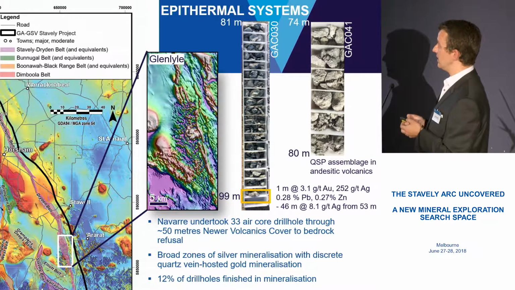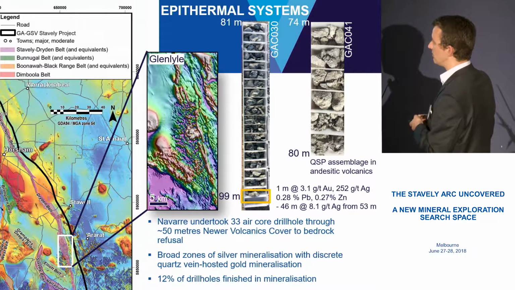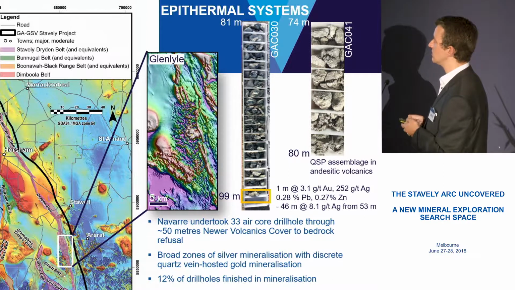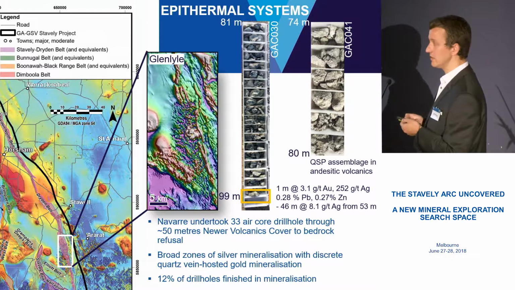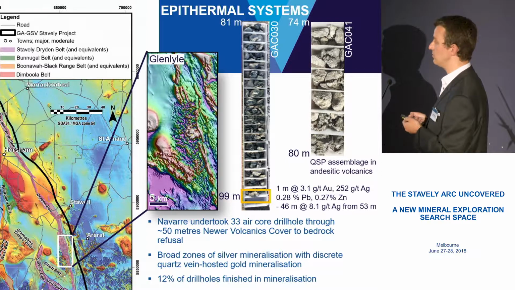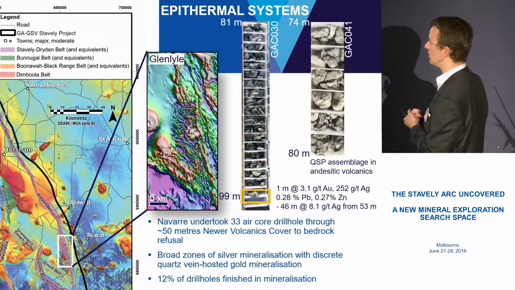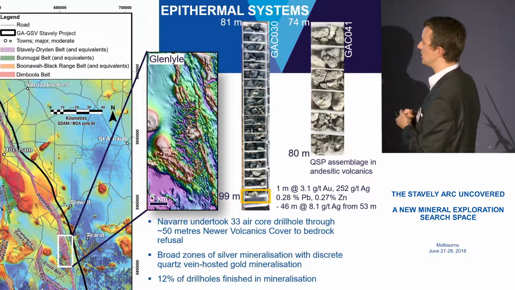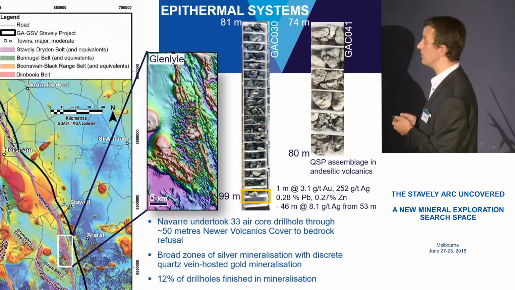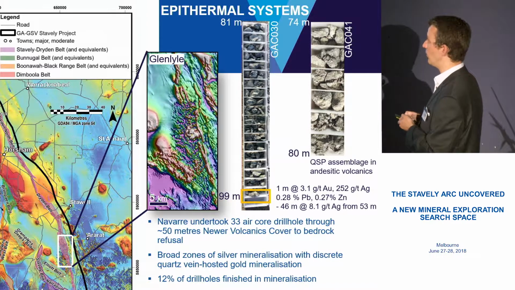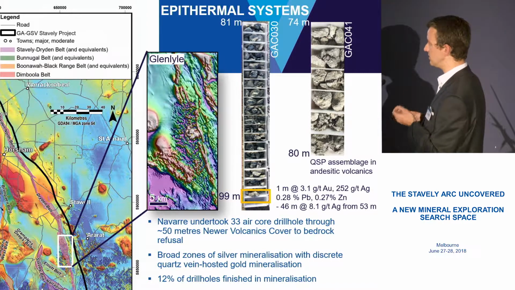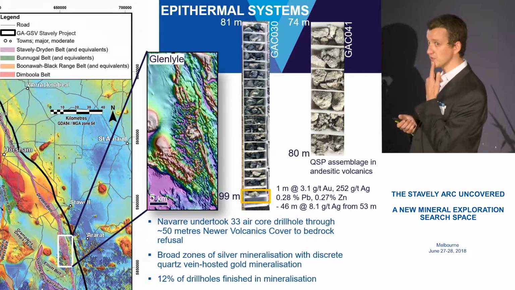Navarra have recently reported exploration results from the Dryden Belt. So we've swapped eastwards into the Dryden Belt, where they undertook air core drilling through 50 metres of neurovolcanic cover to bedrock refusal. What this was targeting was this circular-like structure here, which intrudes and partially truncates the volcanics of the Dryden Belt.